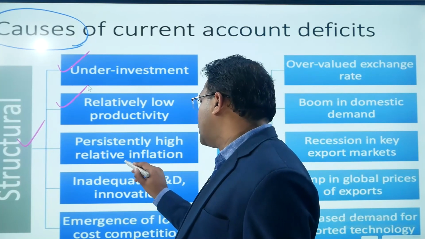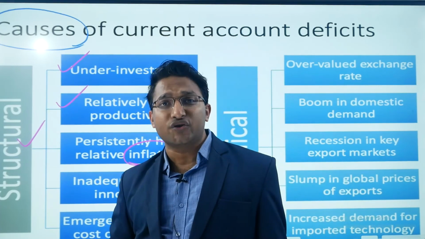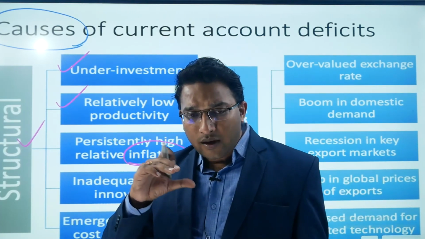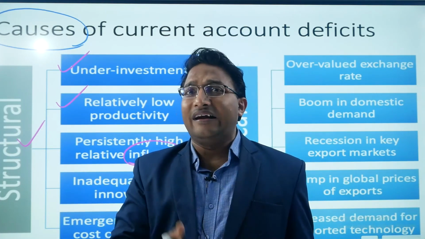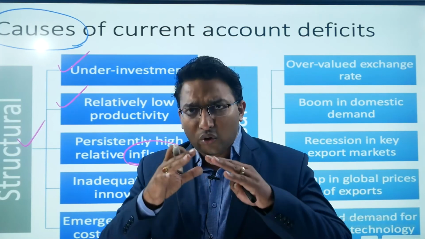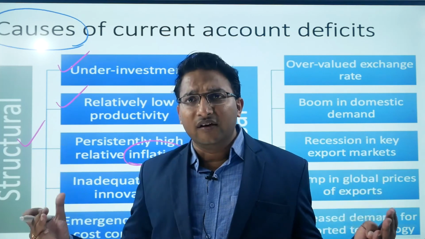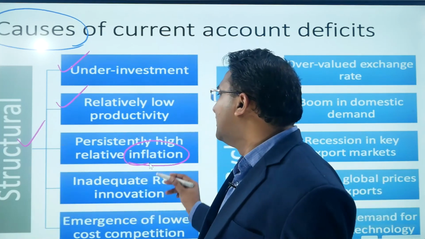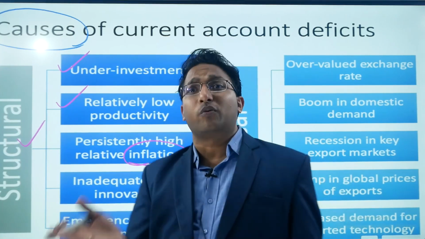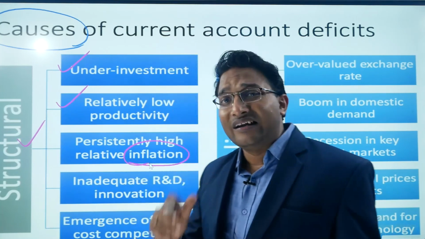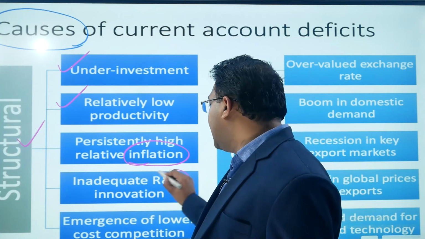Persistently high relative inflation. We have been facing this inflation problem for a long time because of supply side constraints. Our agricultural infrastructure is very, very poor. Rural roads, rural godowns, rural markets, agricultural markets, the storage system, distribution system, processing, everything is very, very weak. Because of that, there is high inflation of raw material. When there is high inflation of raw material, it increases the cost of production. When there is an increase in the cost of production, it leads to a general rise in prices, which is nothing but inflation.